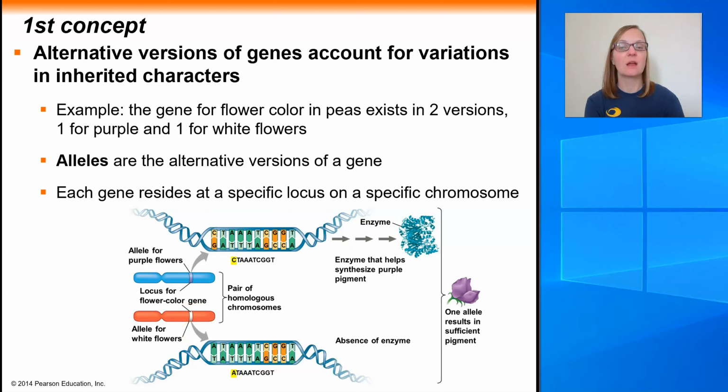If we take a closer look now at the purple gene, and look at the sequence of A's, T's, C's, and G's for this gene, you'll notice that at this first position there happens to be a CG pair. This sequence of nucleotides will code for the production of a protein, which is an enzyme that has the ability to make purple pigment, making this flower purple.